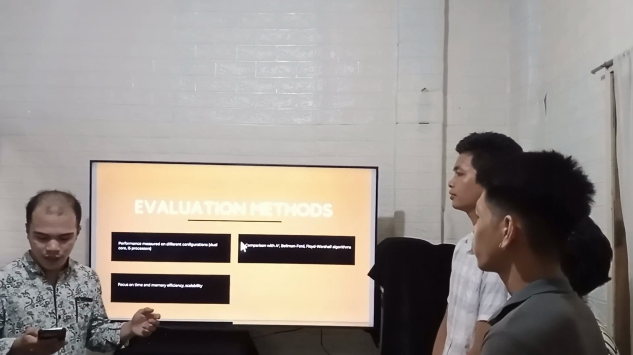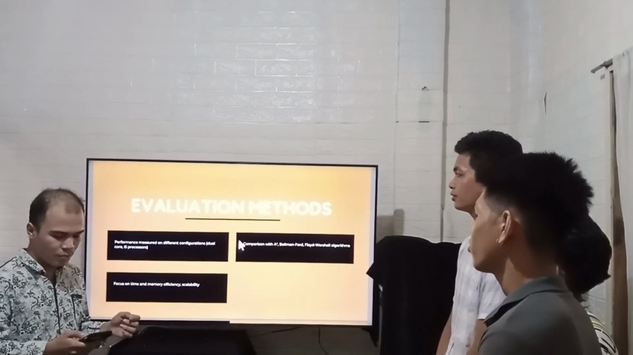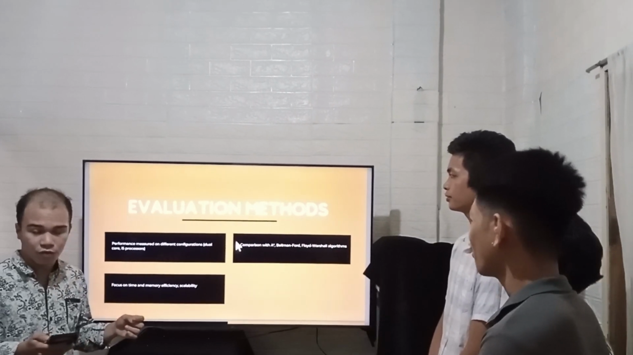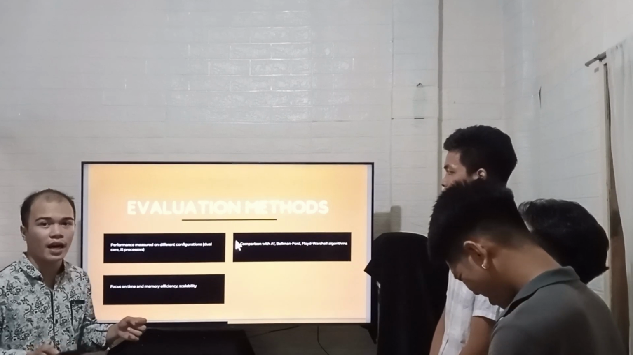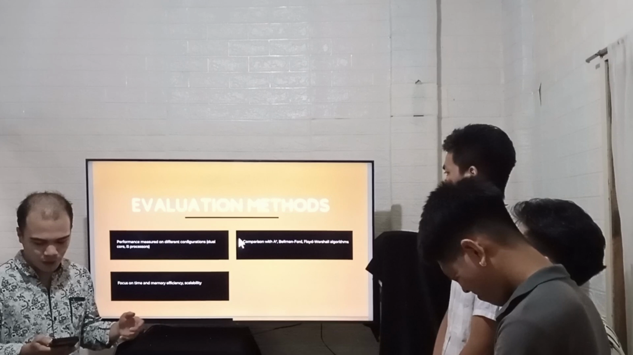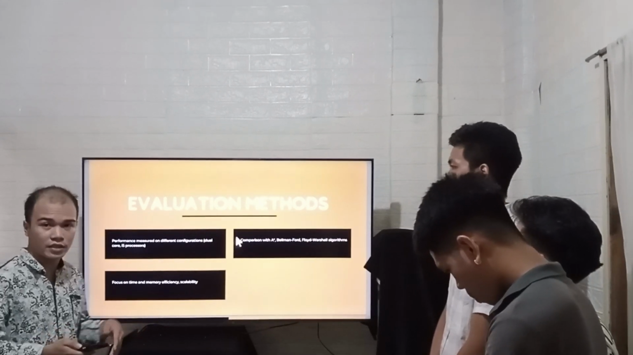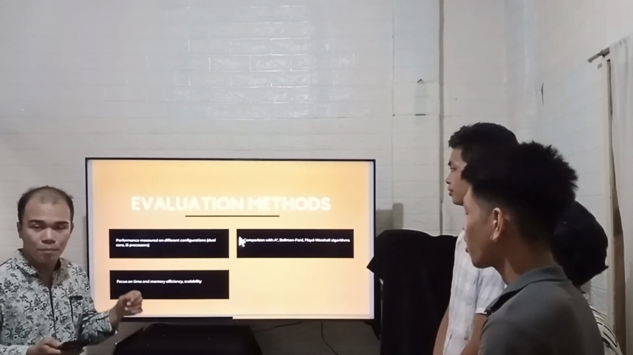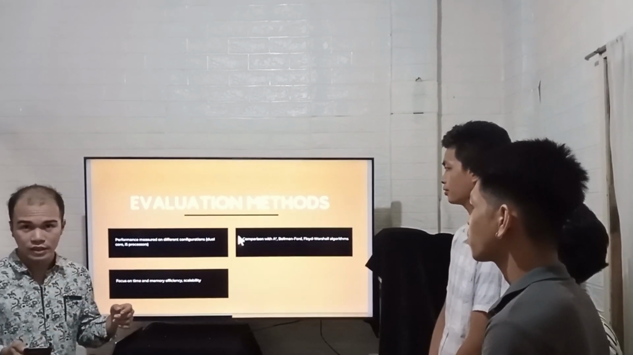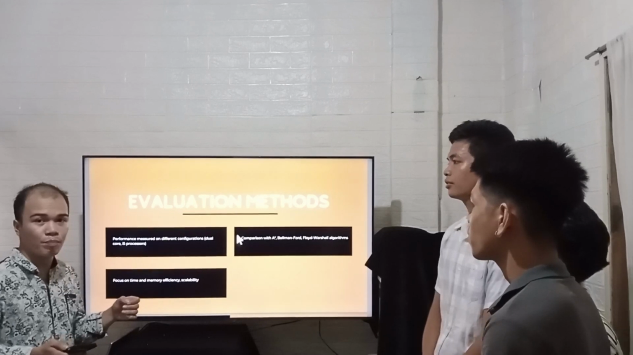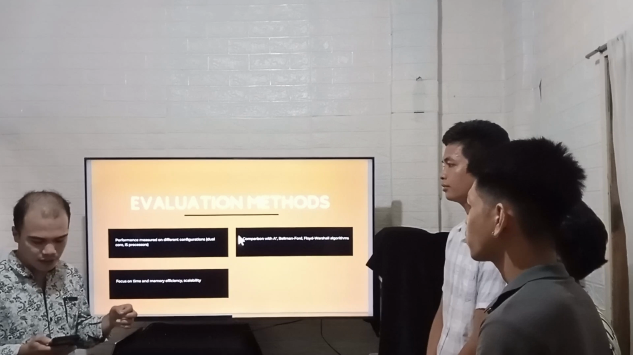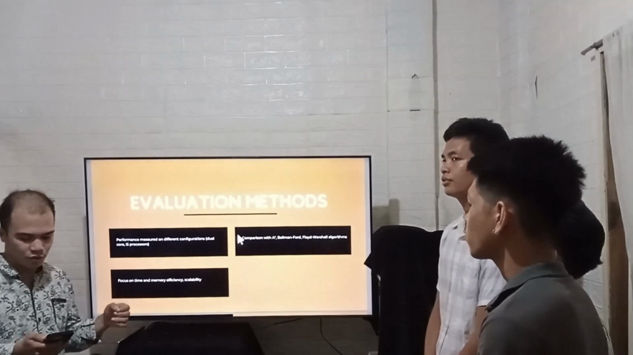To thoroughly evaluate Dijkstra's algorithm, we measure its performance on different computer configurations like dual-core and i5 processors. We also compare it with other pathfinding algorithms such as A asterisk, Bellman-Ford, and Floyd-Warshall. Our focus is on understanding the time and memory efficiency of those algorithms and their scalability as the graph size increases.